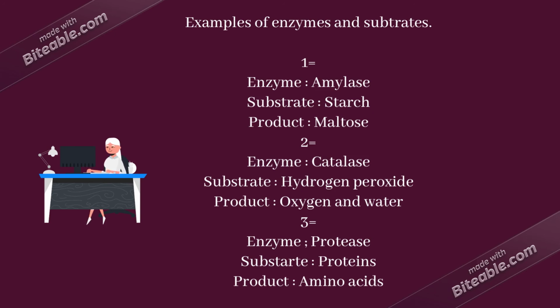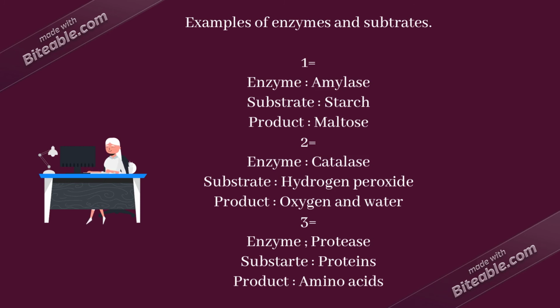And then we have catalase, which is abundant in the blood and liver of mammals, even in plants, and they break down a substance called hydrogen peroxide, which is toxic, and this is broken down into oxygen and water, which is harmless.